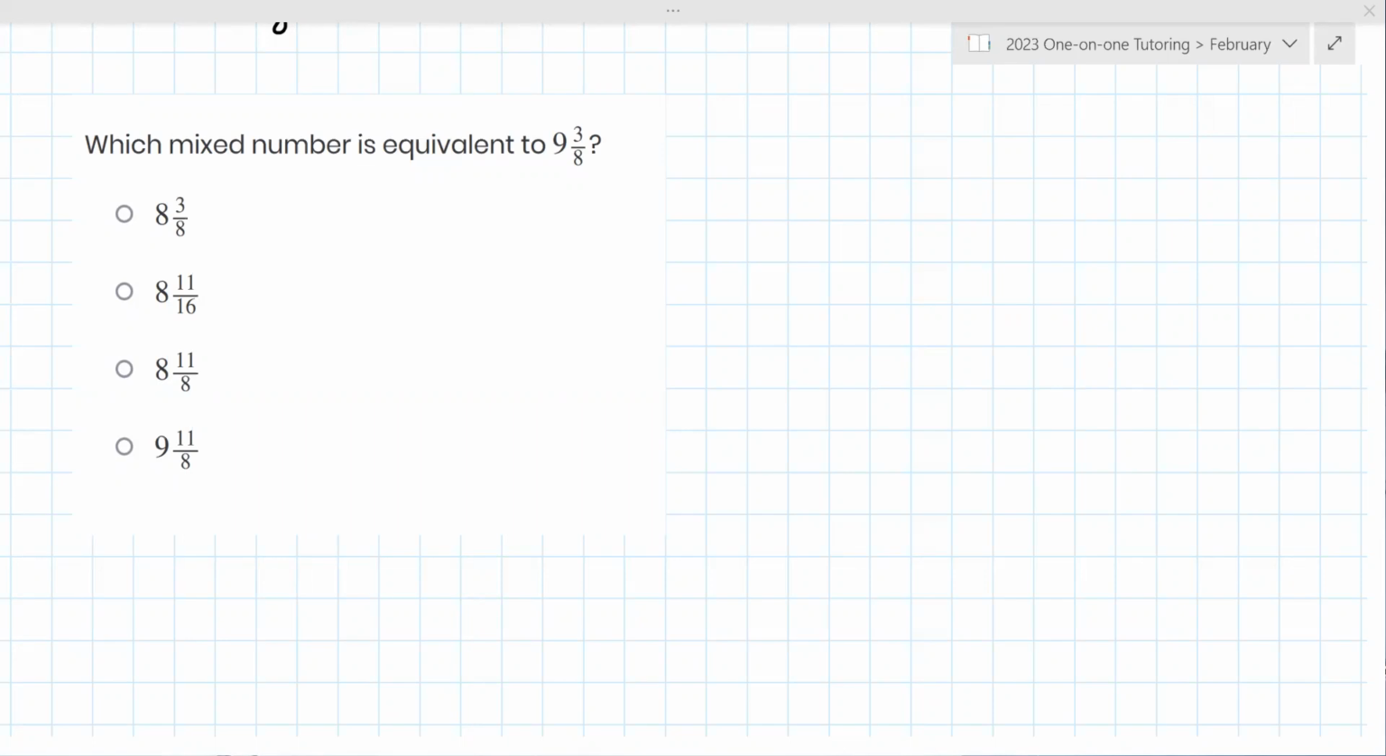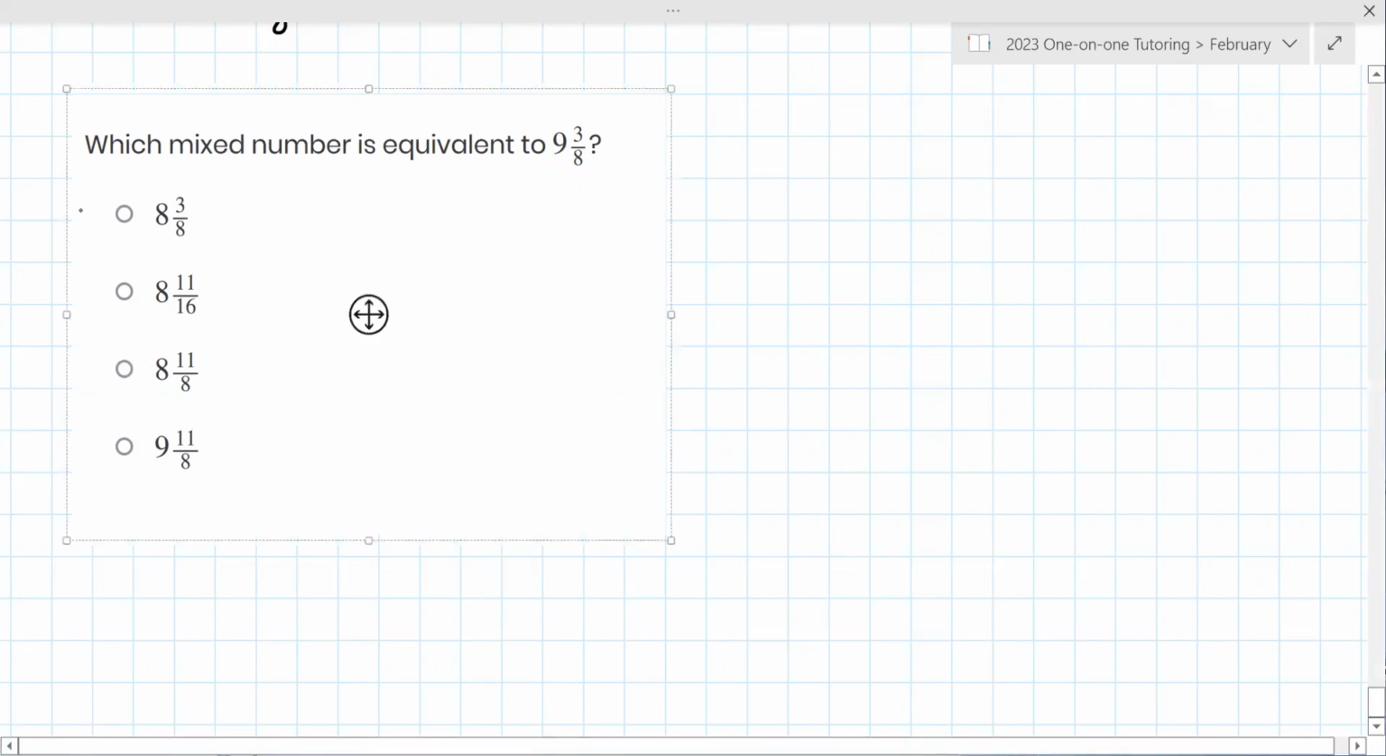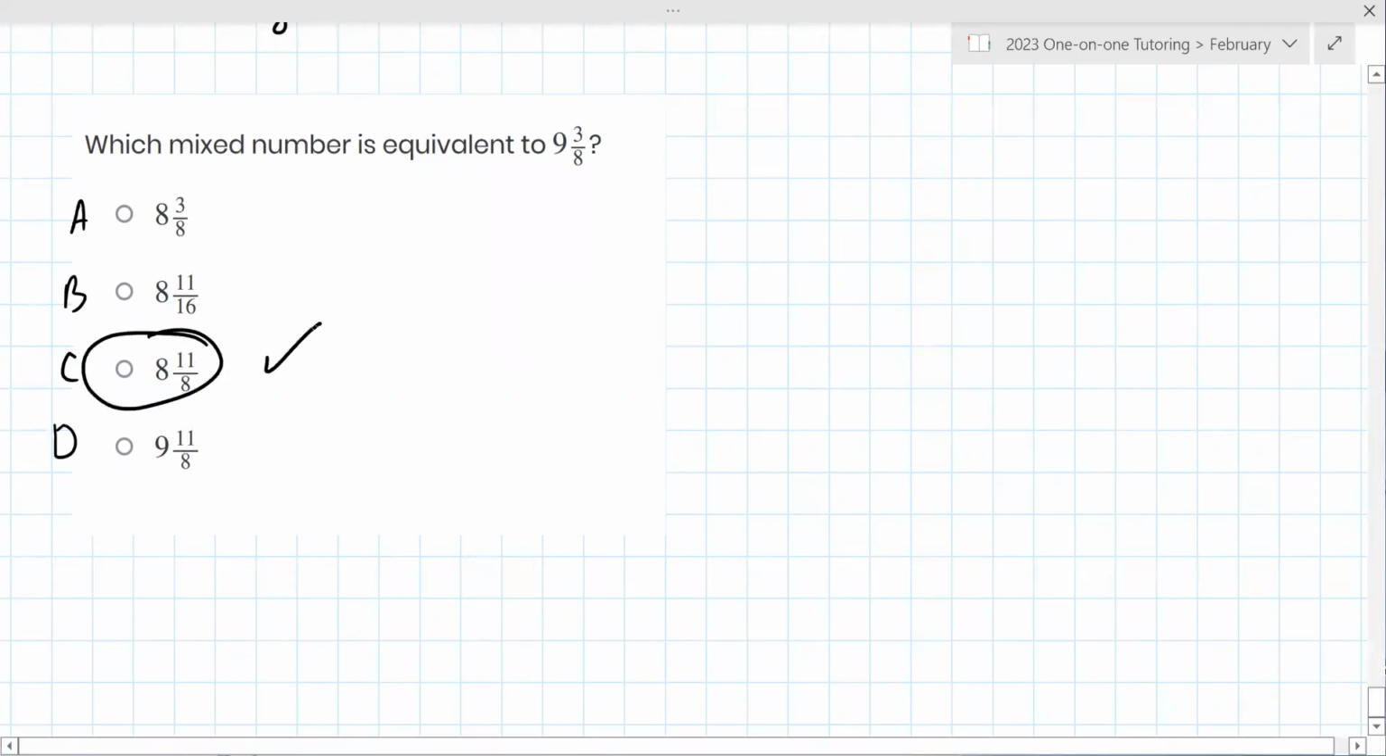Okay, I got my answer. Okay, which one is it? A, B, C, or D? D. I mean C. Which one is it? C or D? C. Yes, very good. Now, the reason we're doing this is so that you can subtract fractions. So let's talk about why you would do this.